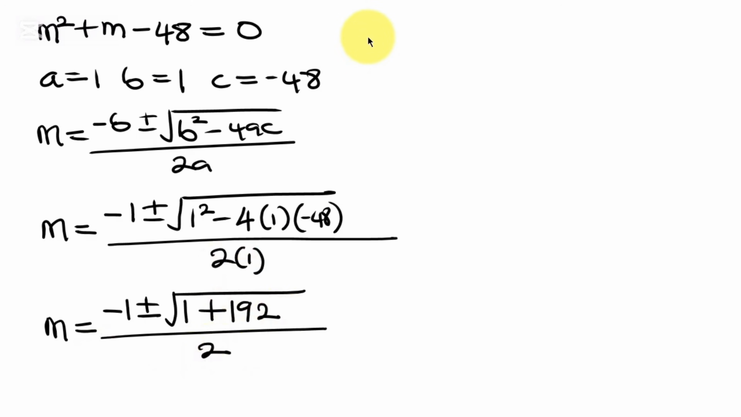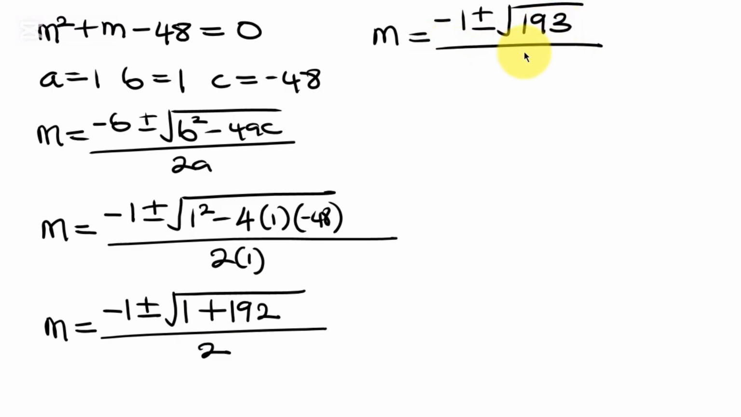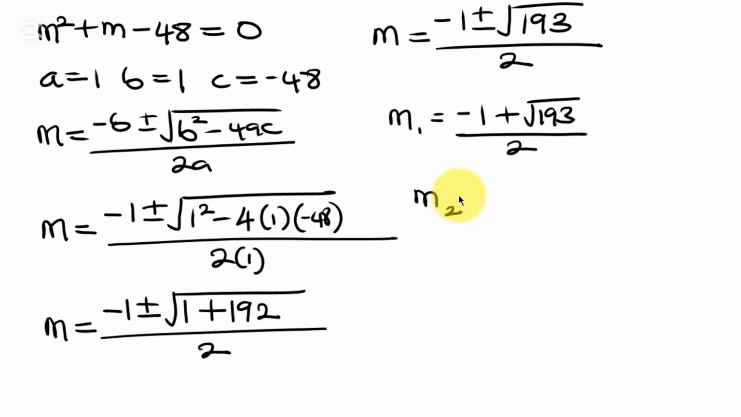Very good. So this gives m equal to negative 1 plus or minus the square root of 1 plus 192, which will give 193, all over 2. So there are two values of m from here. So m here will be negative 1 plus the square root of 193 all over 2. Or m, which is the other value for m, will be negative 1 minus the square root of 193 all over 2.